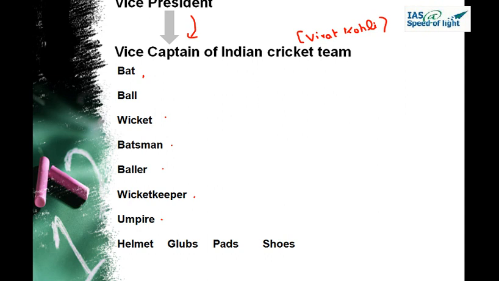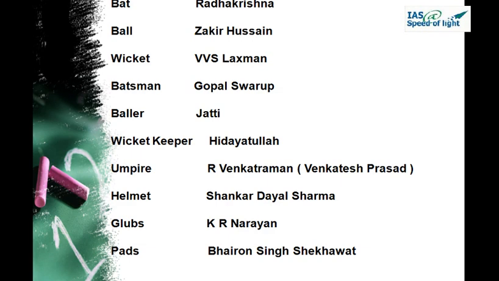Now we come to the batsman. On head he wears a helmet, then gloves, then pads, then shoes. Helmet on head, gloves in hand, pads on legs, and then shoes. So this is the sequence we already know in cricket: bat, ball, wicket, batsman, bowler, wicket keeper, then umpire, then helmet, gloves, pads, and then shoes. Very easy sequence, right?